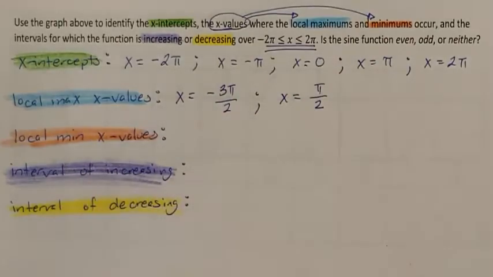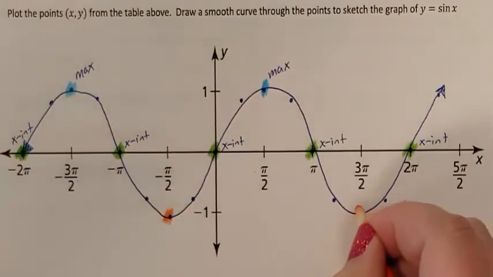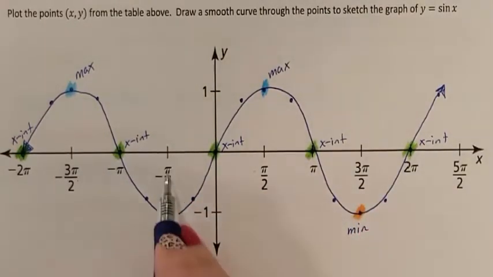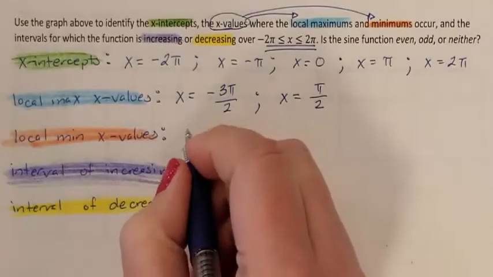Now for your local mins, the mins at the bottom of the valley. So I see this min and I see this min. But they're asking us for only the x values. So this would have been the x value and this would have been the x value. So adding that to our table.